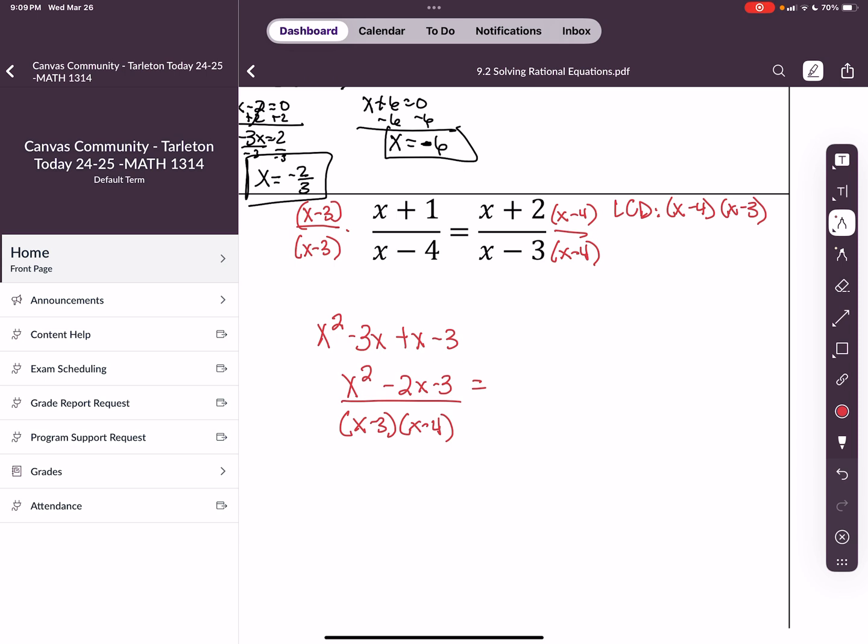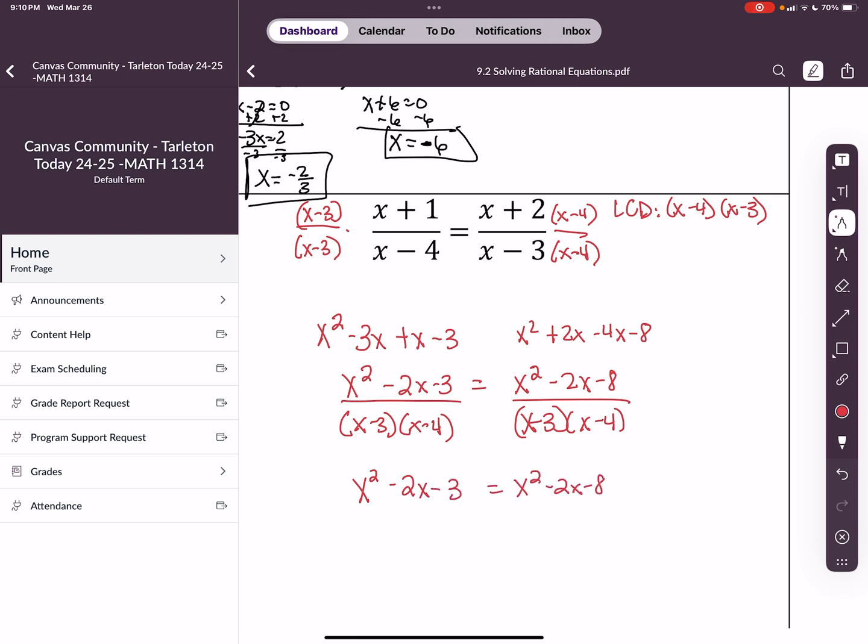All right. And so then I move over here to my second fraction. So again, I'm going to multiply this out. So that's going to be x squared plus 2x minus 4x minus 8. So when I combine like terms, I get x squared minus 2x minus 8 all over the x minus 3, x minus 4. Okay. So again, they do have common denominators. So I'm just going to look at my numerator. x squared minus 2x minus 3 equals x squared minus 2x minus 8.